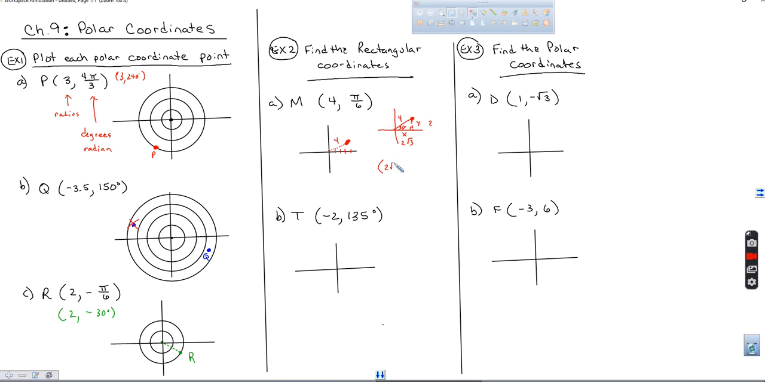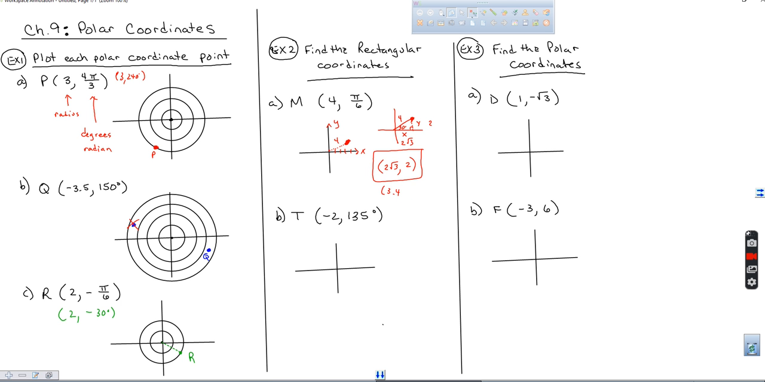So it's 2 radical 3 to the right, and then 2 units up. And this right here is my rectangle, or my rectangular coordinates. In other words, x and y, back to x and y. To plot this point right here, I would have to go 2 radical 3, which is, again, about 3.4.